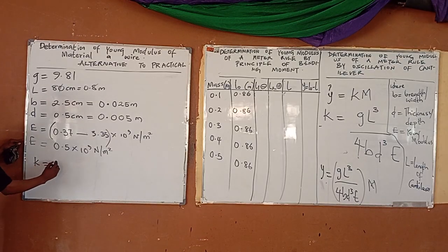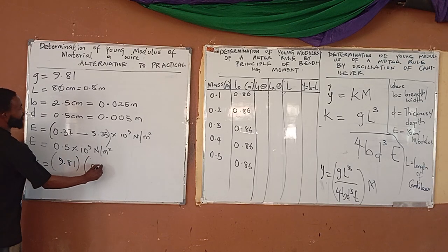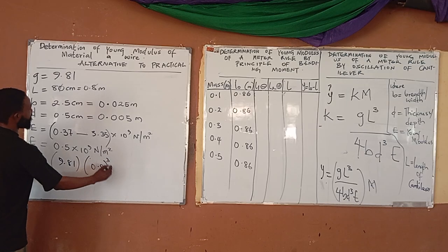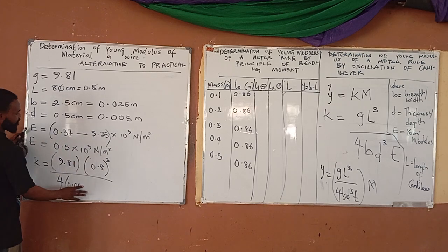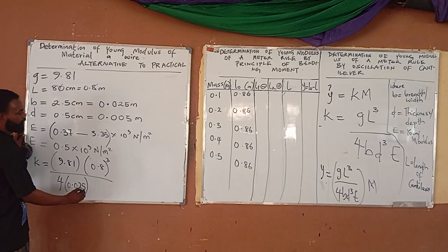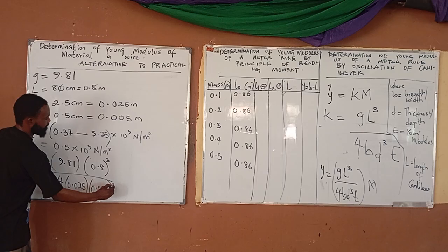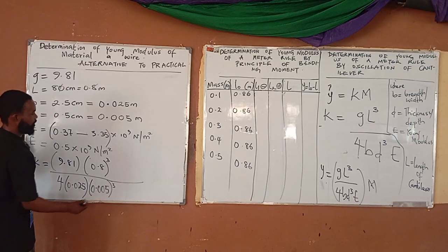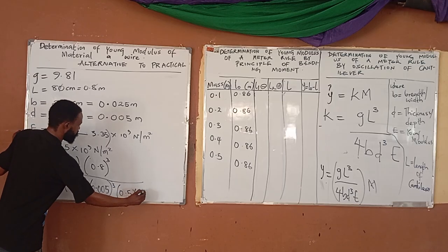So if I substitute, I'm going to have K equals 9.81 times 0.8 raised to power 3 all over 4. Please make sure that we convert them properly. 0.25, Shebi, then 0.25 raised to power 3, right? Then the E is now 0.5 times 10 raised to power 9, Shebi.